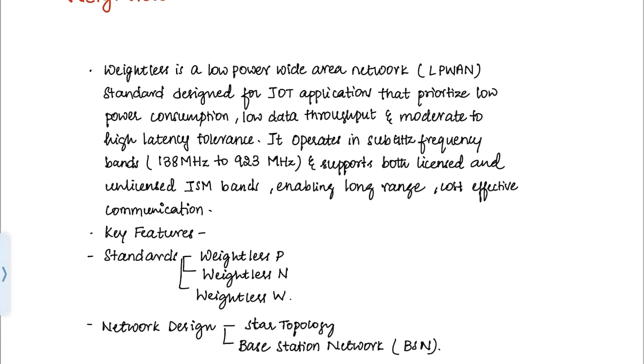Speaking of the standards, there are three standards. Weightless P means it is bidirectional communication, so it supports licensed and unlicensed bands. So this Weightless P is widely used. Mostly this is only used. Then we have Weightless N. Weightless N is uplink only communication for applications like telemetry. Then we have Weightless W, which is used for TV white space frequencies for communication, but has limited adaptation. Compared to these three, Weightless P is widely used.